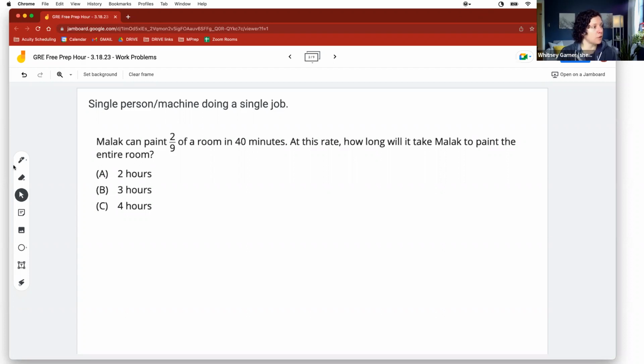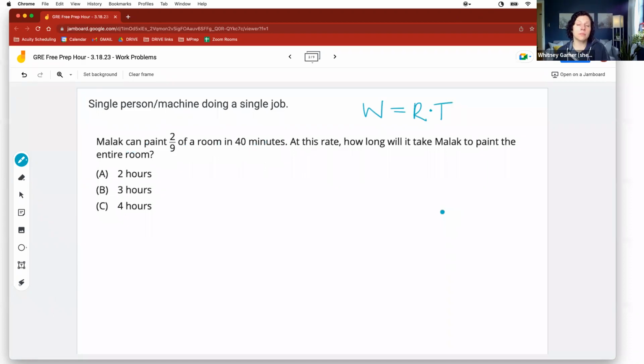So our fundamental formula, generally speaking, for this: Malik is painting this much of a room. He's able to do it in this much time. Working at that speed, how long is it going to take Malik to paint one whole room? We're going to use the basic formula: work is equal to rate times time.